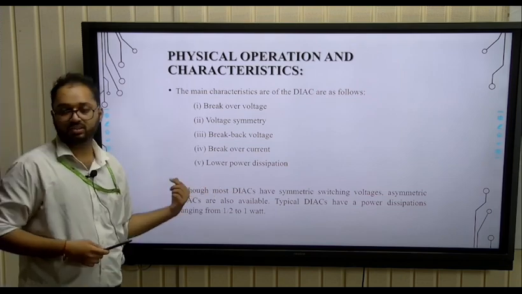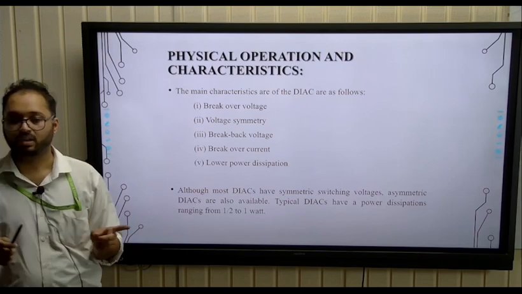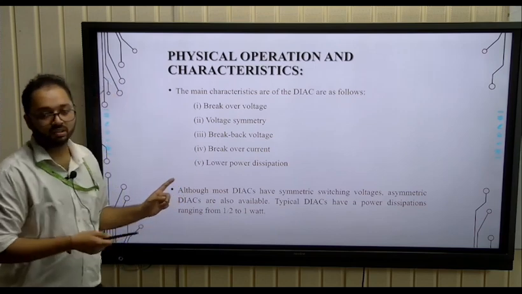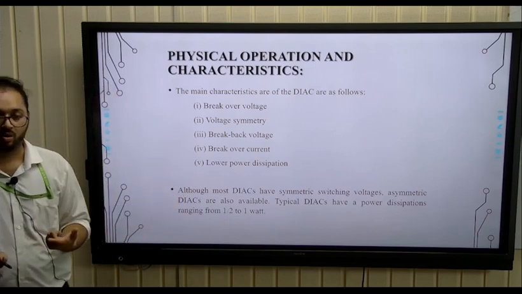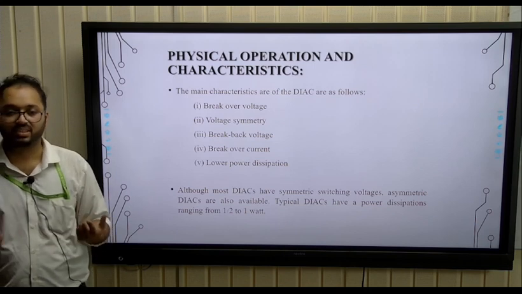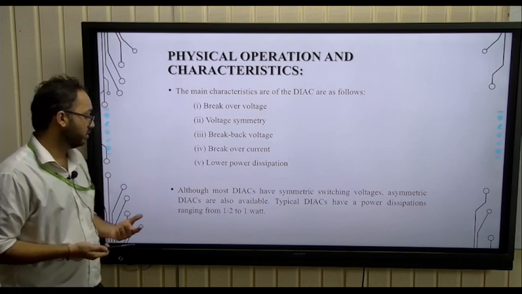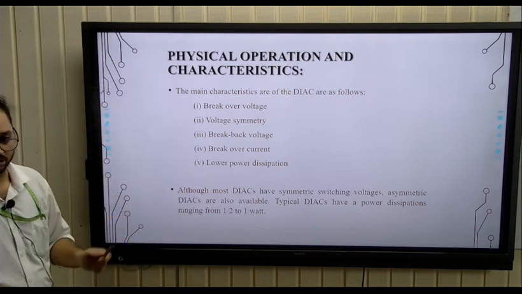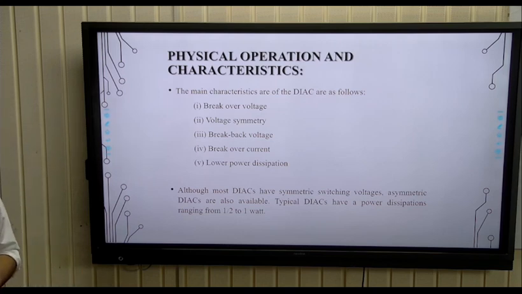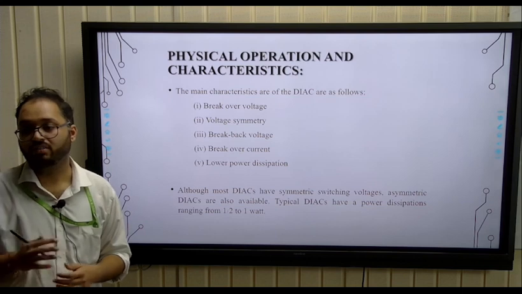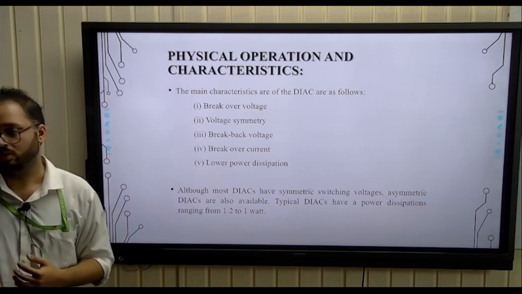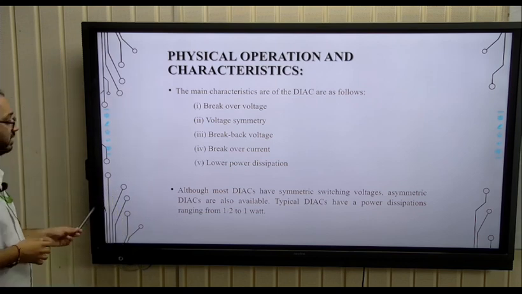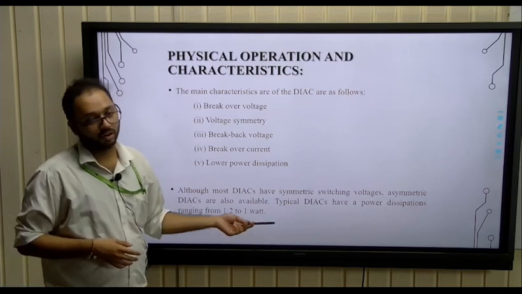Breakover current, that I just told you, there are two things: either you apply a high amount of voltage or a higher amount of current. Okay, and lower power dissipation, just because it has a very low amount of resistance after it starts conducting, there is a very low power dissipation. Okay, although most diacs are symmetric in switching, asymmetric diacs are also possible. If you want a diac that will block more in reverse mode, you can make that also. It is not necessary that you make the diac only in a symmetrical manner. Okay, typically diacs have a power dissipation of half to 1 watt only.